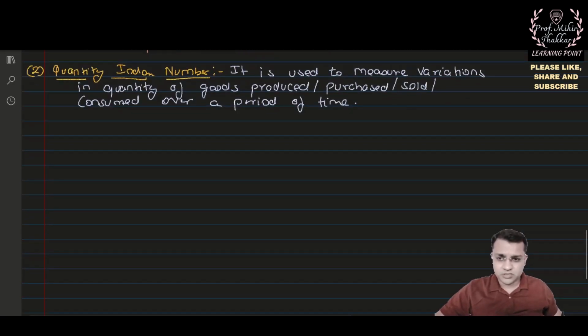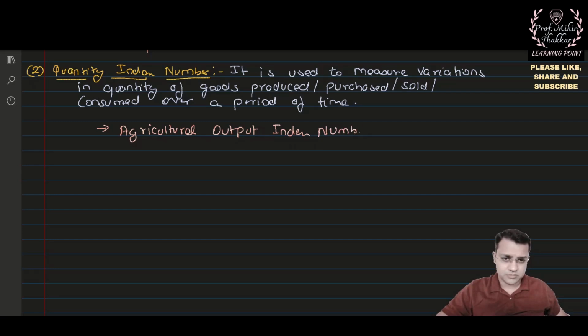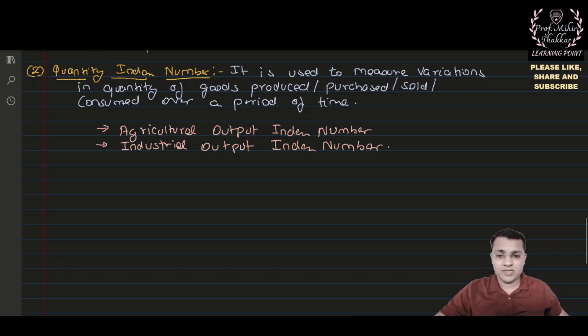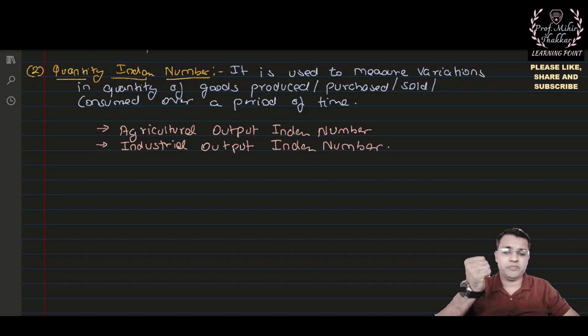Under quantity index number, we have got something called as agricultural output index number and industrial output index number. The name itself is again quite clear. Agricultural output index number is used for those commodities which we purchase from the farmers or maybe from the vegetable market, or maybe you can also think about the pulses, rice, wheat, jowar. They are all grown and produced by the agricultural workers or the farmers, as you say.